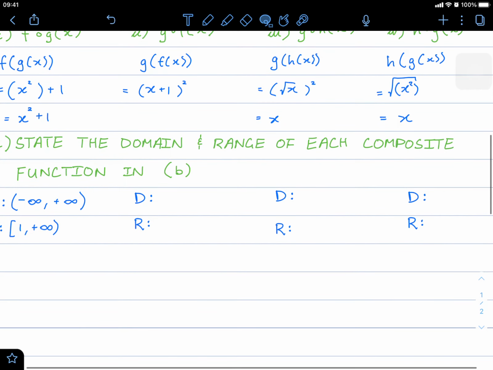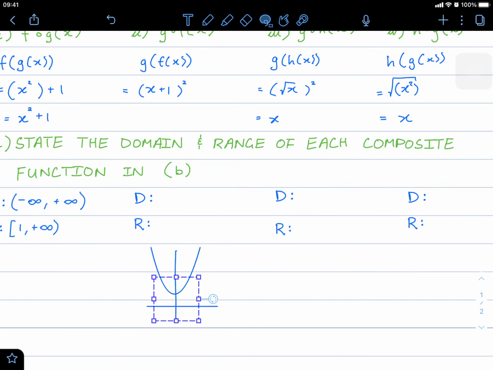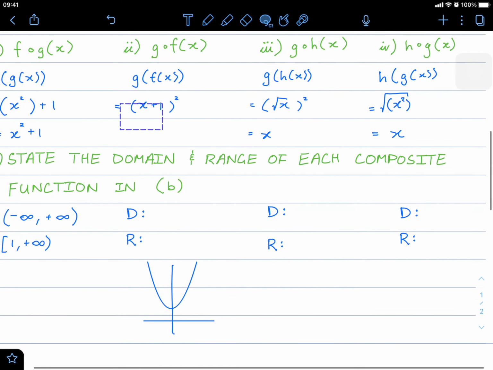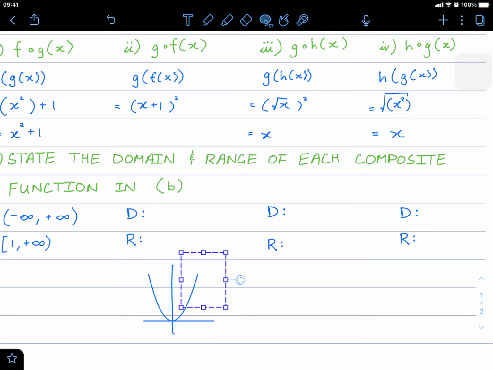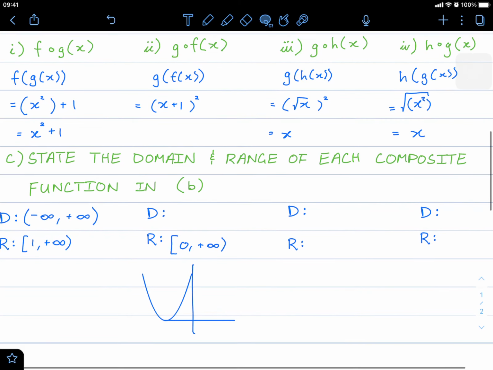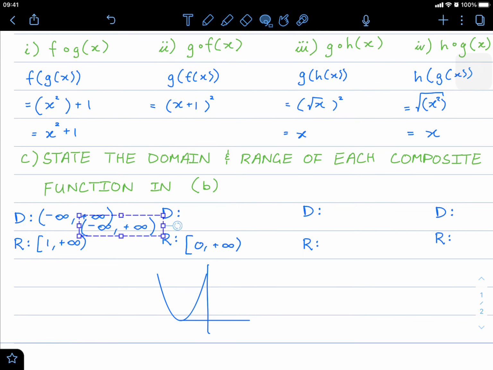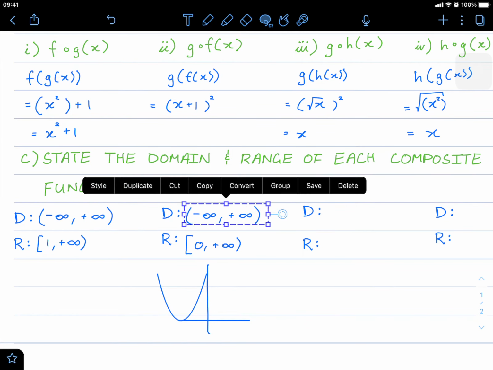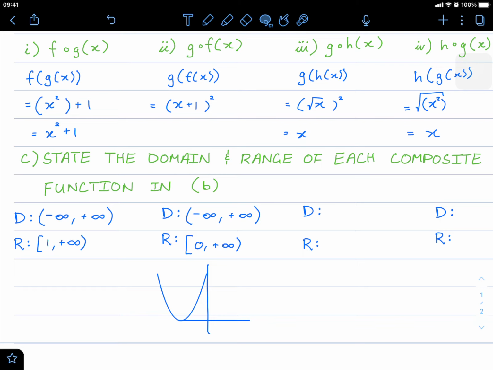As for this function, that is just a parabola. So there's the regular parabola. The plus 1 shifts the function to the left by 1. So its range is still from 0 to positive infinity. And its domain is exactly the same. There's no restriction on what x values we are allowed to substitute.